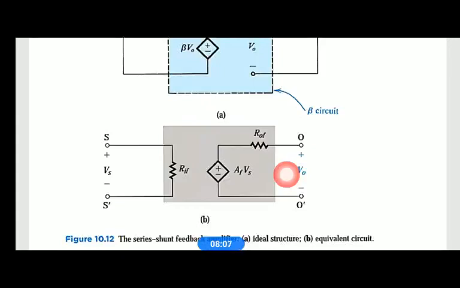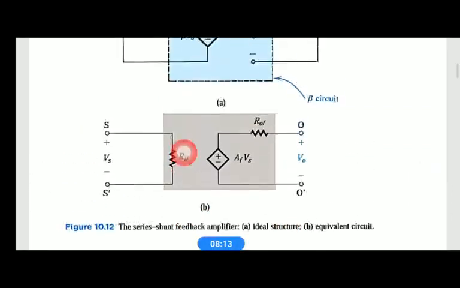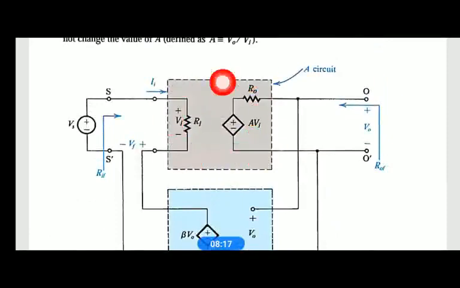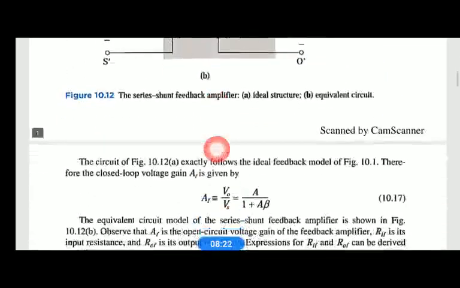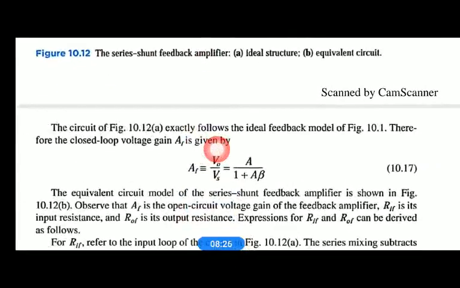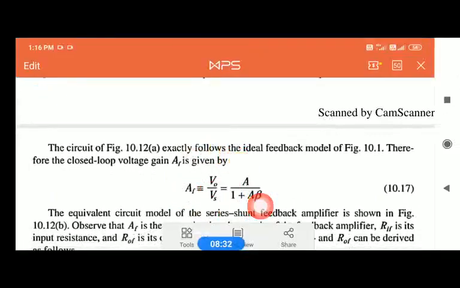It is a ROF, right? This is the equivalent circuit for the closed loop voltage amplifier, and this is the equivalent circuit for the open loop voltage amplifier. Let's now analyze this circuit. When you analyze this circuit, the general equation for AF we already derived in the previous classes.